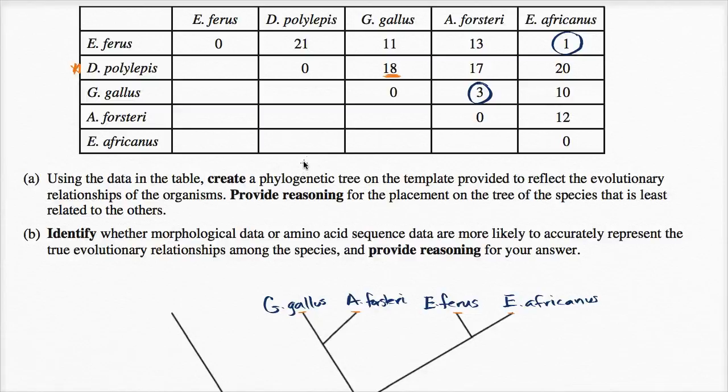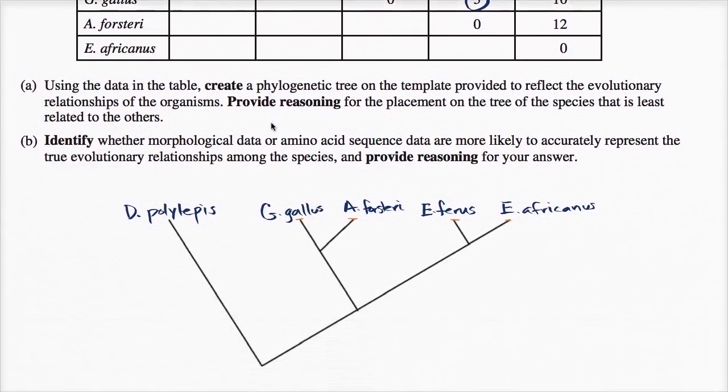And who have we not dealt with yet? Well, we haven't dealt with D. polylepis yet. We've dealt with the other 4, so I'll put that here. D. polylepis. And you can see when you compare D. polylepis to any of the other ones, you see a pretty big difference. D. polylepis to E. ferris is a 21 difference, 18 difference with G. gallus, 17 difference with A. forsteri, and 20 amino acids are different in the sequence for cytochrome C between D. polylepis and E. africanus. So this has the most differences.